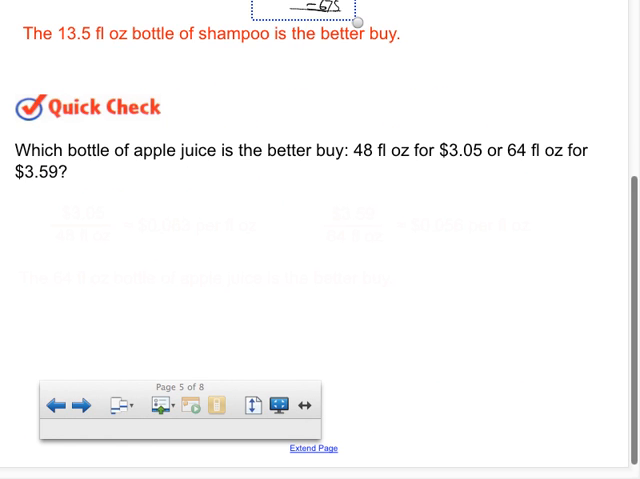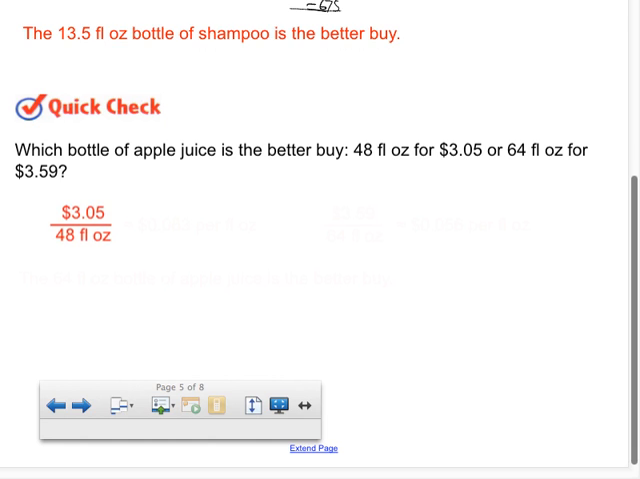If you take a look over here, I'm just going to walk you through this. Which bottle of apple juice is the better buy? 48 fluid ounces for $3.05 or 64 fluid ounces for $3.59? So I'm not going to have you divide this out because I'm not going to teach that today, dividing decimals. What I want you to understand is what is my ratio going to be? What's the fraction form of the ratio going to be? Can somebody tell me what my first fraction form of the ratio is going to be so we can get our unit rate? Rayhan. So for the first one, I think it will be $3.05 over 48.